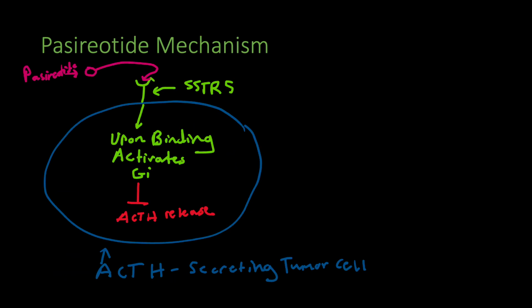And then there's the pasireotide mechanism. This one is going to bind to the somatostatin receptor type 5 on the ACTH-secreting cell and prevent the release, and then activate the Gi, which is a G protein inhibitory enzyme, which is used to prevent the release of ACTH. Because ACTH is used to signal the adrenal glands to release cortisol, it's going to prevent that release of ACTH. And this typically works in the ACTH-secreting tumor cell.